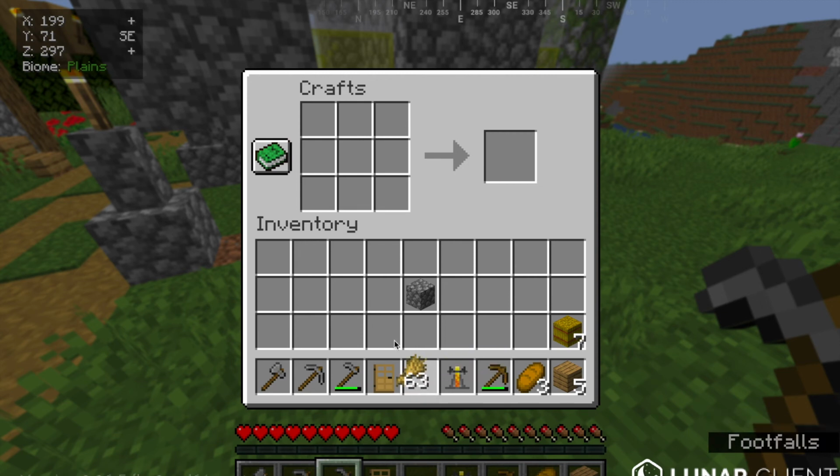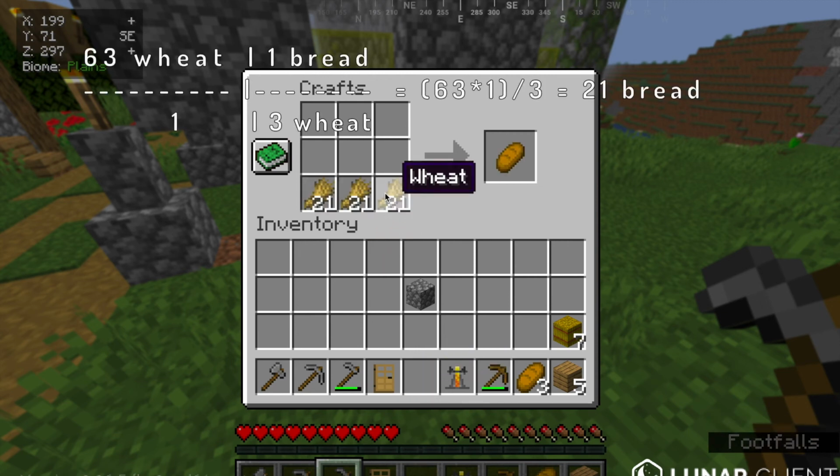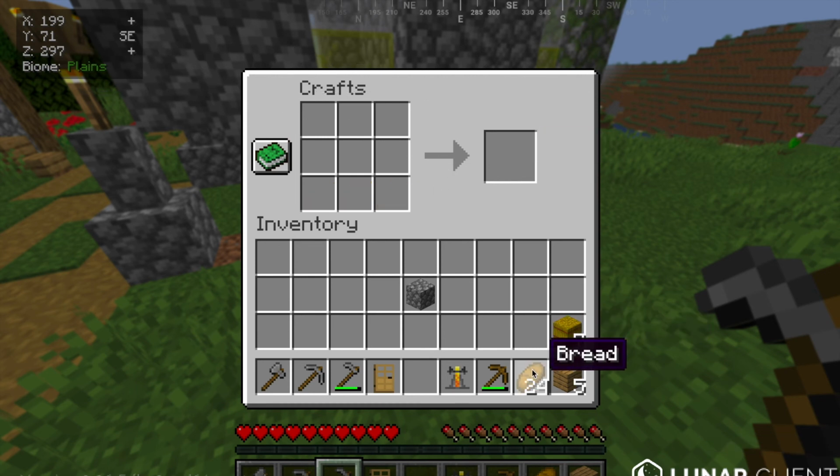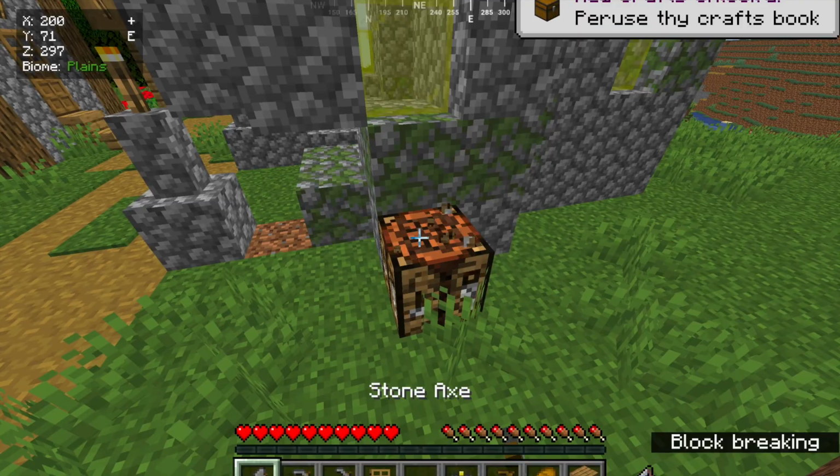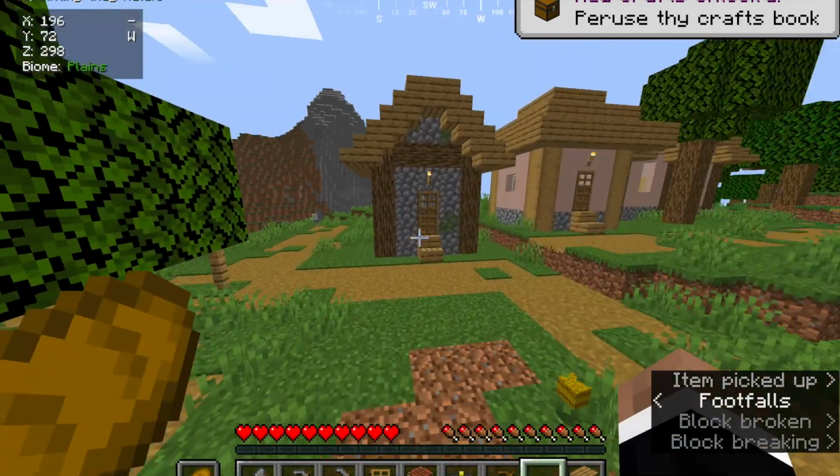And then we could use larger numbers, such as this one. We have 63 wheat times 1 bread over 3 wheat. We get 21 bread. That's a very simple example of it.